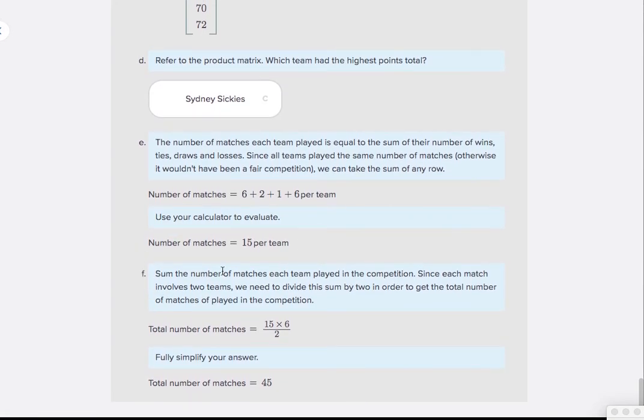Question F is a bit of an extension question: how many matches were there in the whole competition? And we can actually use some combinatoric theory to answer this question. There are 6 teams and each team plays 15 matches, but if I'm playing you and you're playing me, we don't get to count that as 2 games. So you're going to divide it by 2. And the total number of matches was 45.